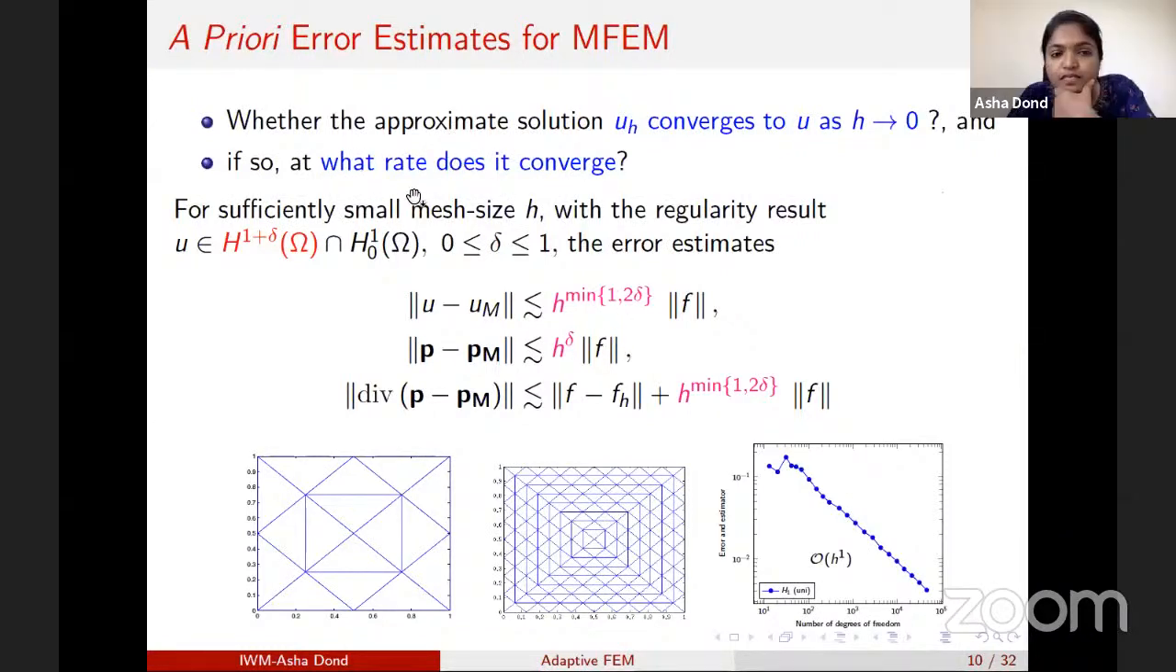Now the next question is, what is the convergence rate? Here the convergence rate depends on the regularity. If your solution has regularity 1 plus delta, then for the flux variable we will have a convergence rate of only h raised to delta. For example, if we are using piecewise linears and we have only 1 plus delta regularity, then it is a kind of suboptimal convergence rate. But if you do uniform refinement, we can get that much.